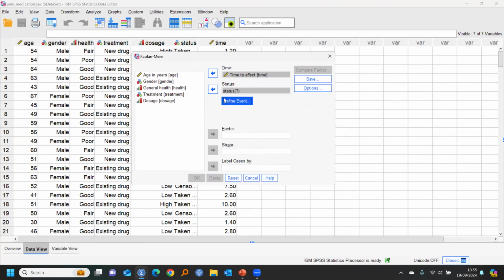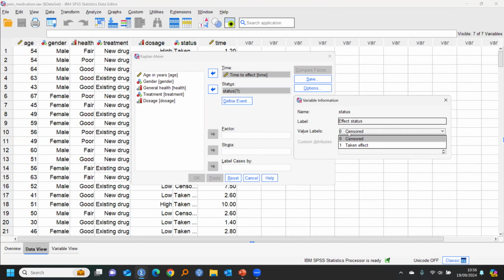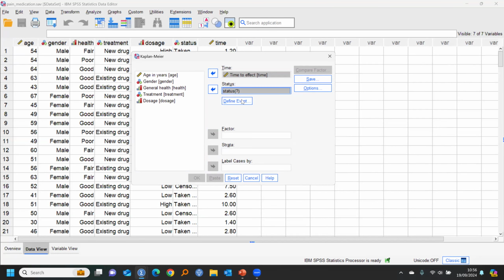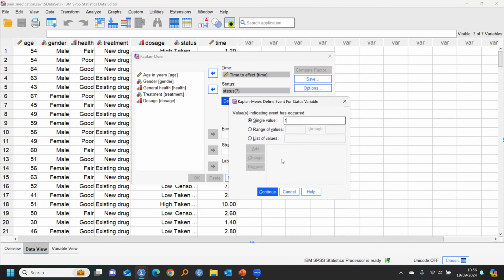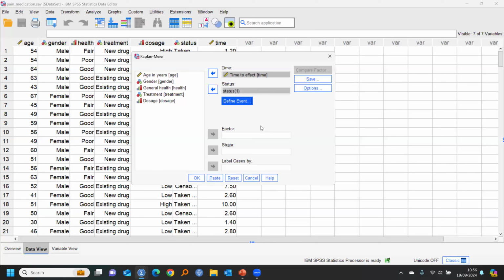So we just need to check that and see what that is. That's censored or taken effect. So one or the other. Either it didn't take an effect and it's censored, meaning we don't know what happened if it ever did take an effect, or they were taken out of the study, or it had an effect. And category 1 indicates it had an effect.